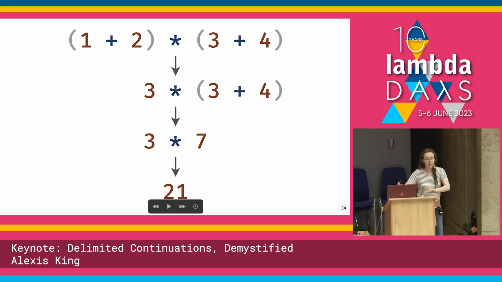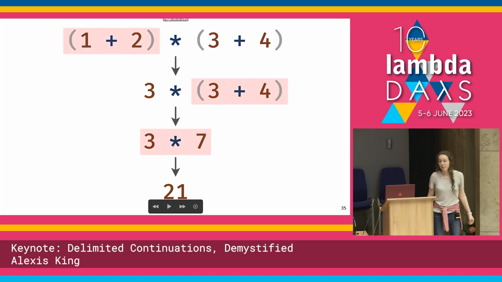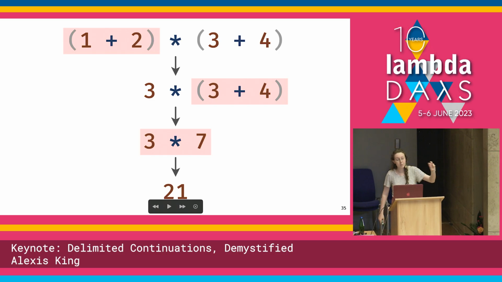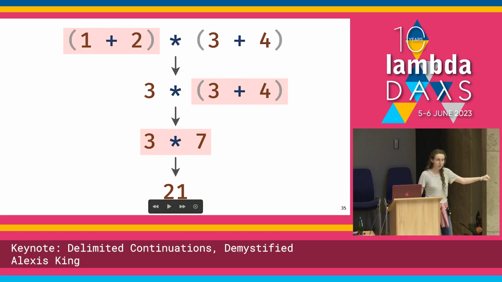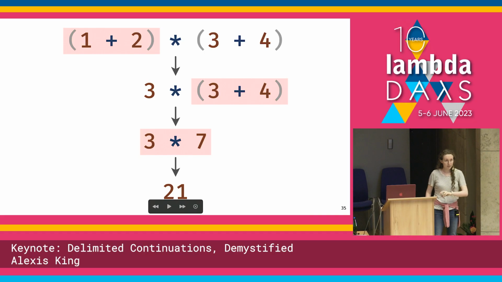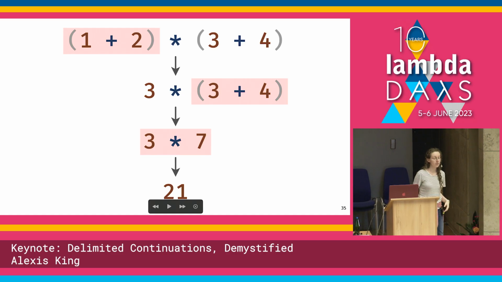But the point of illustrating this is that at each step, we are identifying some sub-expression to reduce, and then we're leaving everything else the same. And we think about this, or we don't think about this, because it's just second nature. But this process of selecting some sub-expression and reducing it is actually essential to what I'm going to be talking about today.